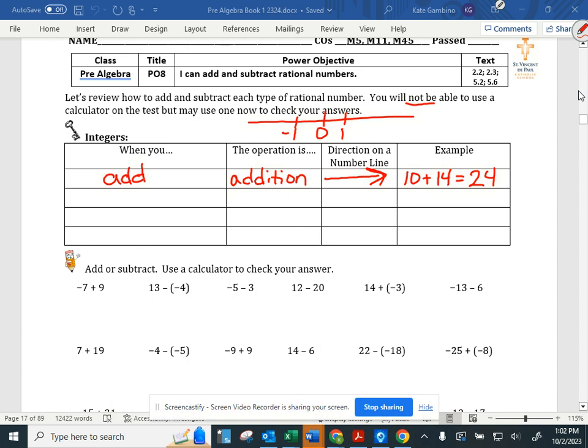Now, we're going to add a negative. When we add a negative number, our operation becomes subtraction. And when we subtract, we go to the left on the number line. So that would be saying 10 plus negative 14.